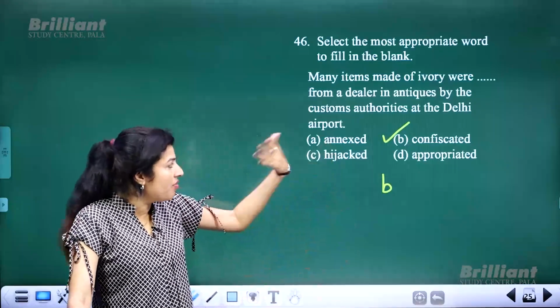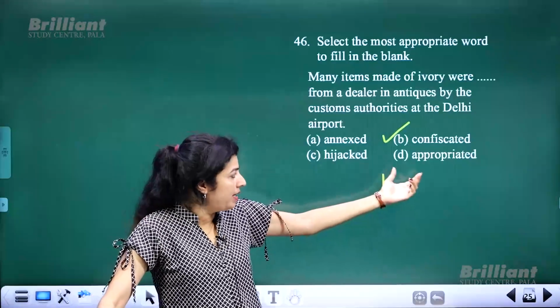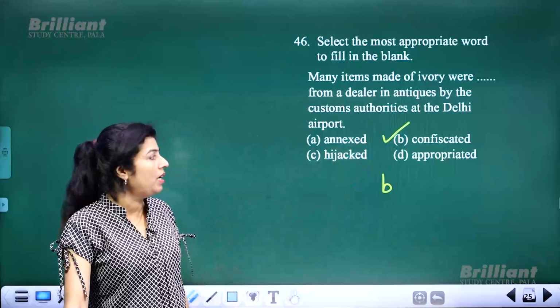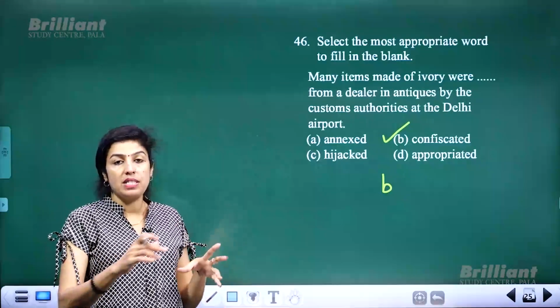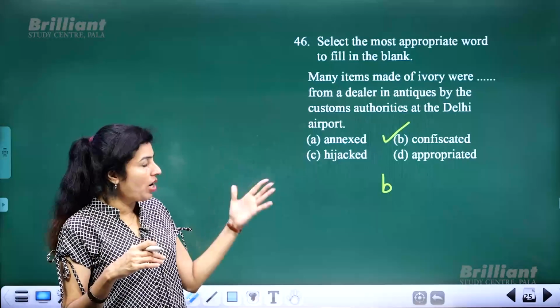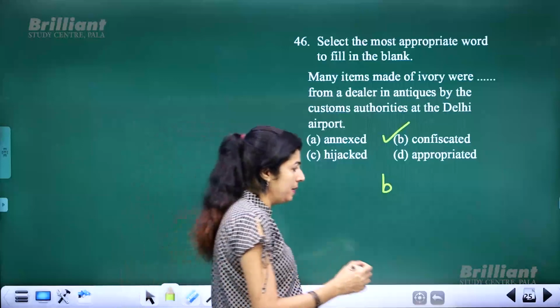Now, annex means referred to. Hijacked is used with plain hijacking. Okay. Appropriated is not a word in this context. So in that way also, it's option number B. Confiscated is the action of seizing or capturing goods by law from people who deal with illegal smuggling. Okay.